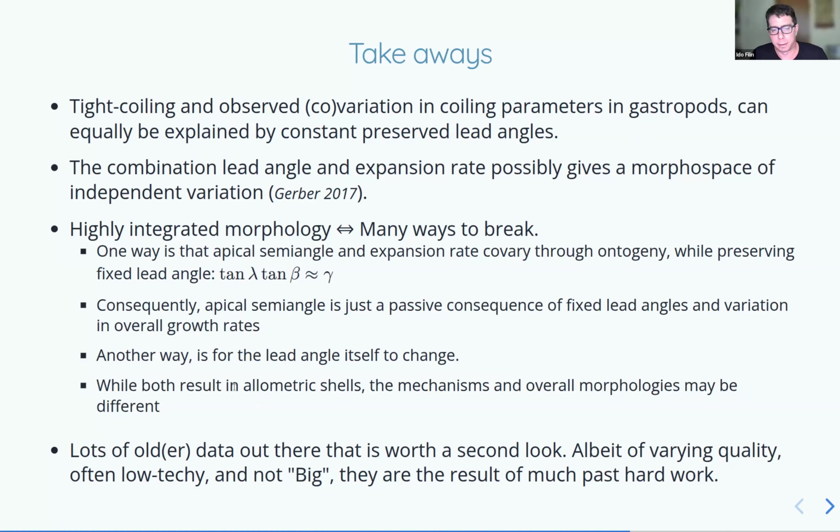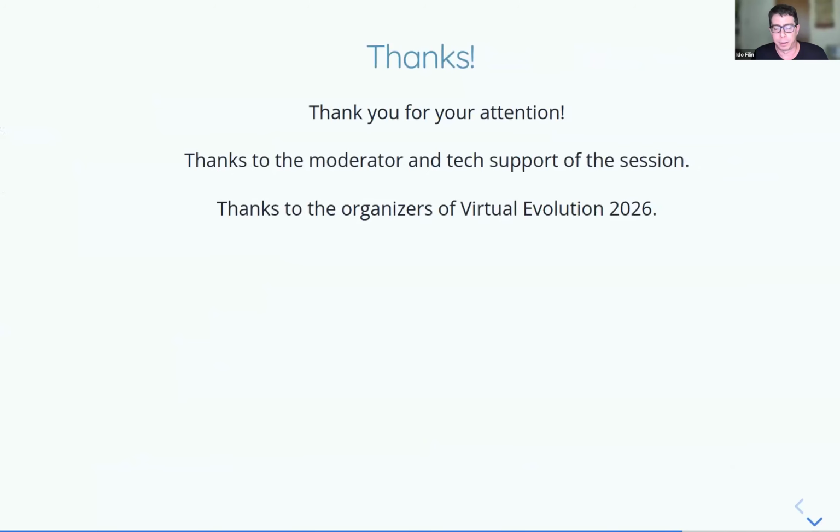It means that you'll get allometric shells, but the mechanism and the overall morphologies would be different. And the final takeaway is that there's lots of older data there, and it's worth a second look. So thank you.